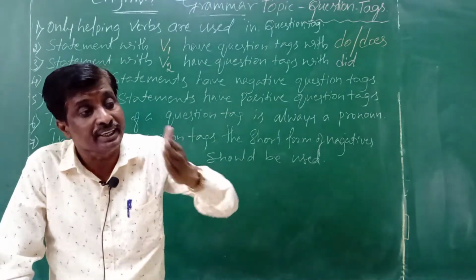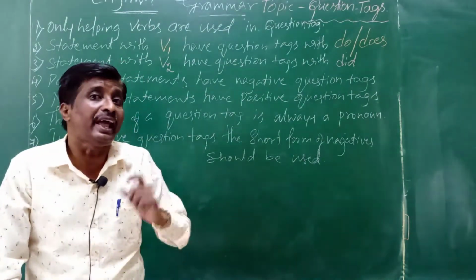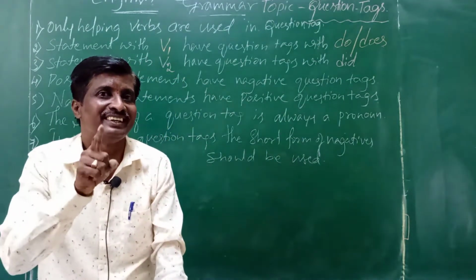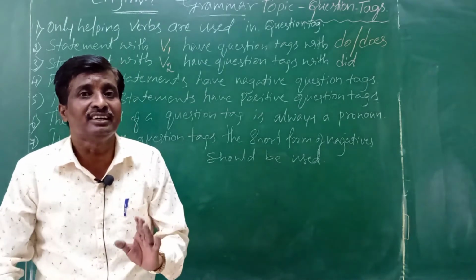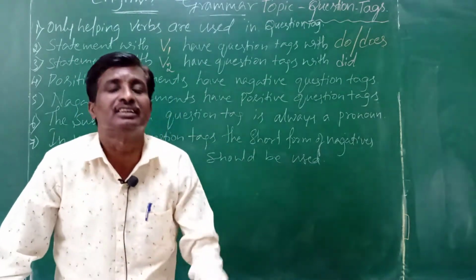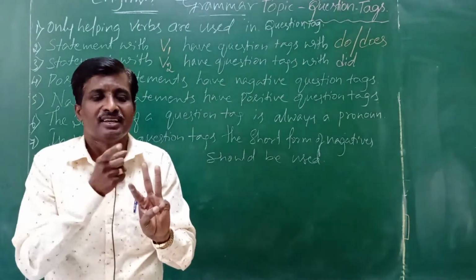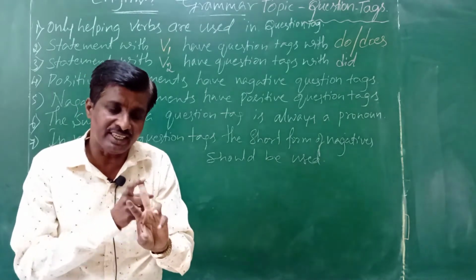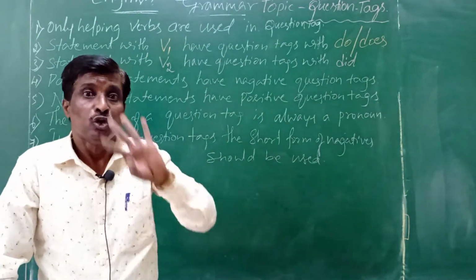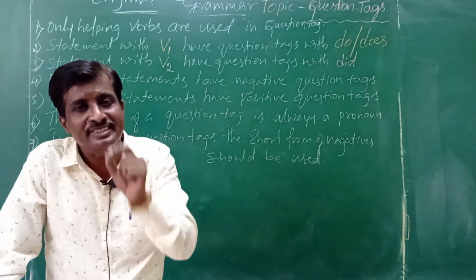Previously, I asked how many kinds of sentences, and you gave the answer four kinds. If I ask you again how many types of sentences, don't give the same answer. Here, there are three types of sentences in English: simple, compound, and complex. Simple sentence, compound sentence, and complex sentence.